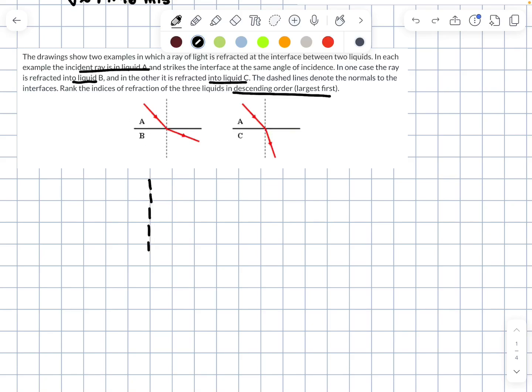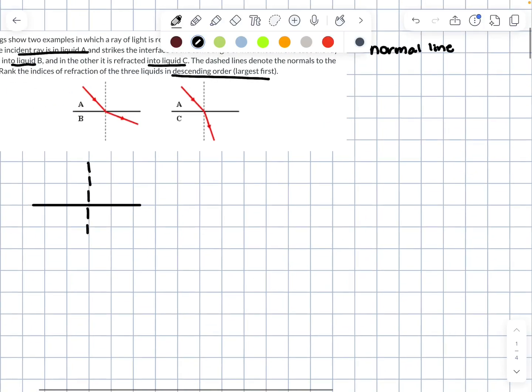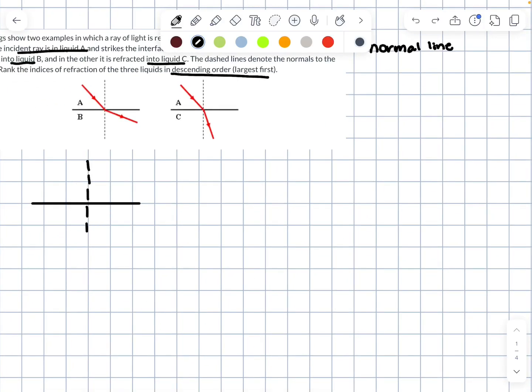And we have the normal line, which I should go ahead and define while I talk about it. The normal line is something that we look at closely in this. It is that imaginary line, or this dashed line that we see here, that is 90 degrees to the boundary of the surface where the light is coming in.